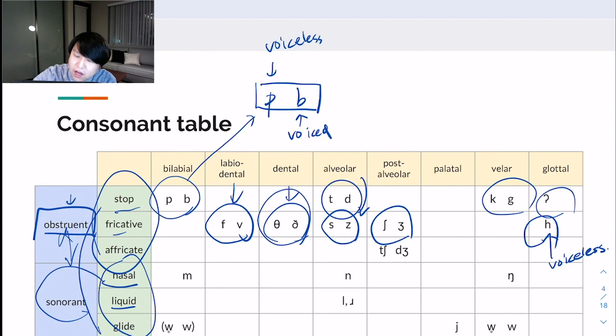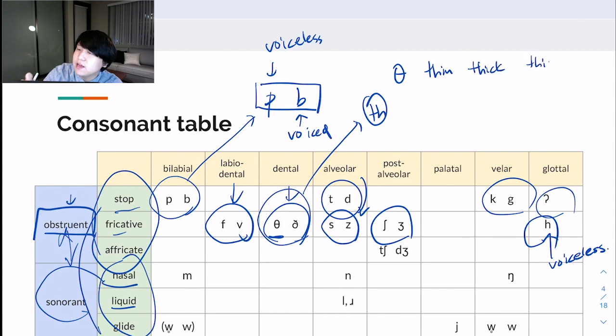And tha and tha, a lot of students were confused distinguishing these 2. They are both spelled th in English. The first one is voiceless. Words like thin, thick, thigh, path, breath, thorn. These are voiceless th sounds, voiceless dental fricative.